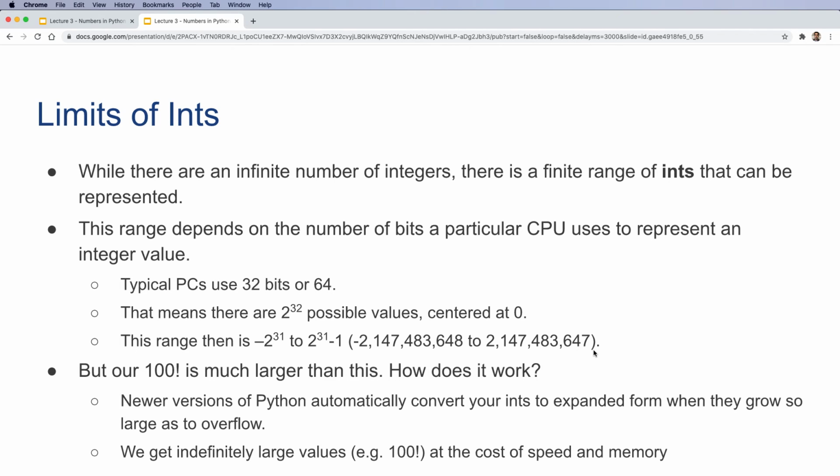So Python is able to calculate that, compared to other programming languages such as Java and C++. However, we get some speed and memory problems with this.